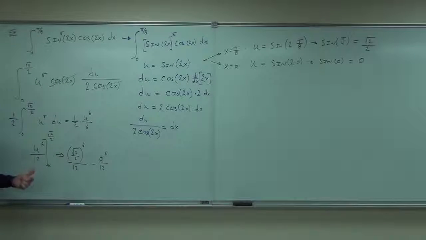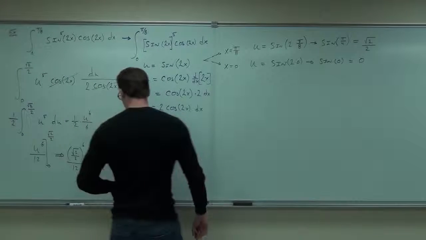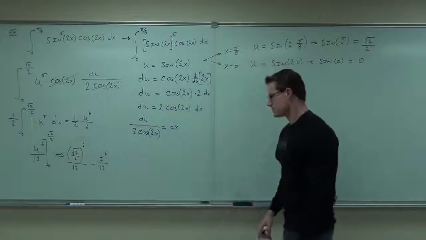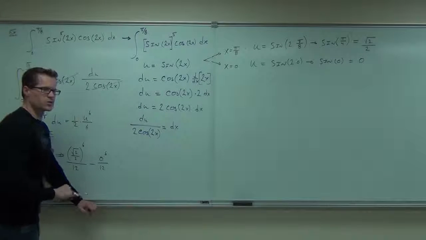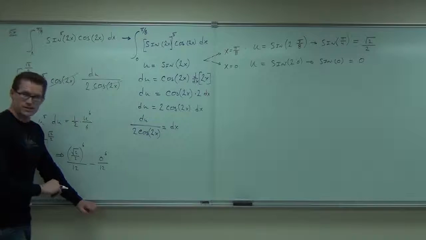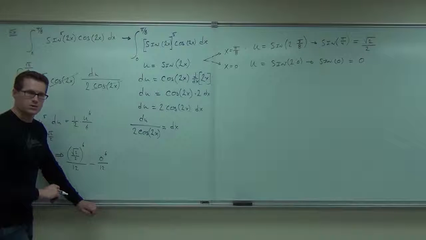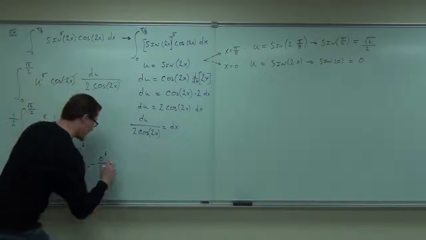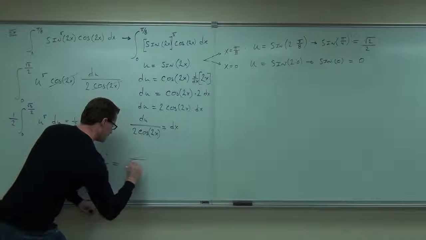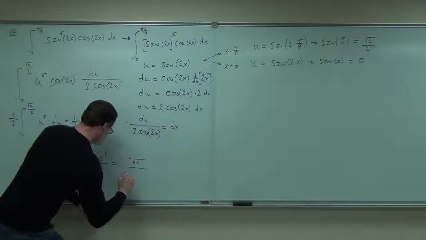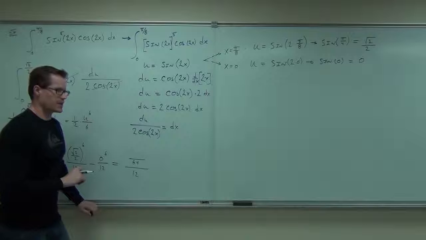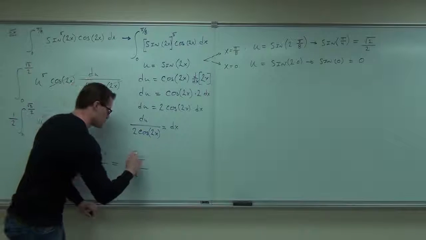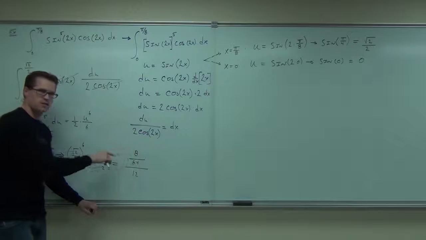So root 2 over 2 to the 6th power over 12 minus 0 to the 6th power over 12. What's 2 to the 6th? It's 64? Now, root 2 to the 6th power is 2 to the 3rd, which should be 8. So you got 8 64ths there as well?